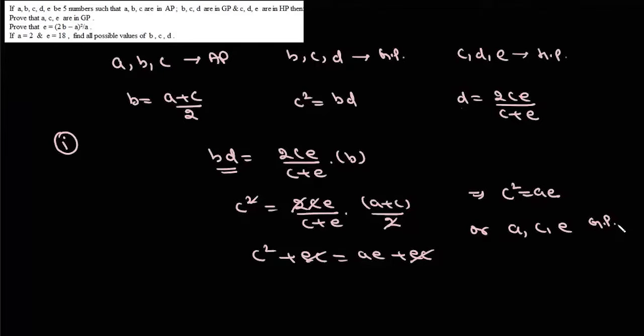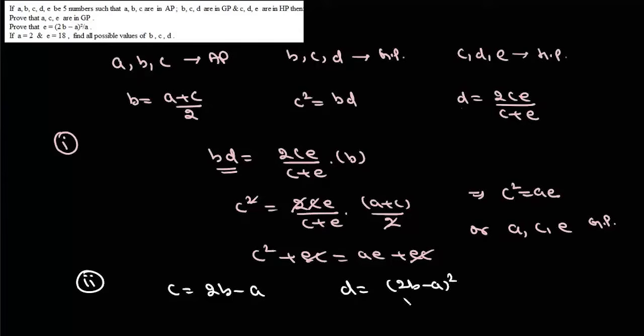Now the second part says prove that E equals 2B minus A whole square upon A. So we have to find E in terms of A and B. Now from here we can write C equals 2B minus A, and if we put C here, we can write D as 2B minus A whole square upon B, and this D is also equal to 2CE upon C plus E. So we'll replace C with 2B minus A. So it will be 2 into 2B minus A into E upon 2B minus A plus E.